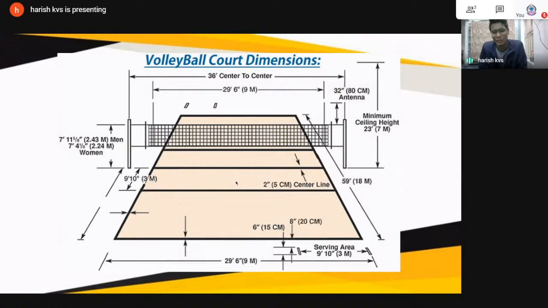The only difference between the men's and women's court is the height. The height for men stays at 2.43 meters, and for the women it is reduced to 2.24 meters. The rest of the aspects of the volleyball court dimensions are the same for both.